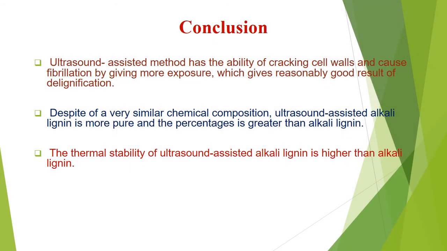Conclusion. Ultrasound-assisted method has the ability of cracking cell walls and causing fibrillation by giving more exposure, which gives reasonably good results of delignification. Despite a similar chemical composition, ultrasound-assisted lignin is more pure and greater in percentage than alkali lignin. In the ultrasound-assisted alkaline method, the percentage of lignin is 21.5, whereas lignin in the alkali extraction process is 19.8. The thermal stability of ultrasound-assisted alkali lignin is higher than alkali lignin.